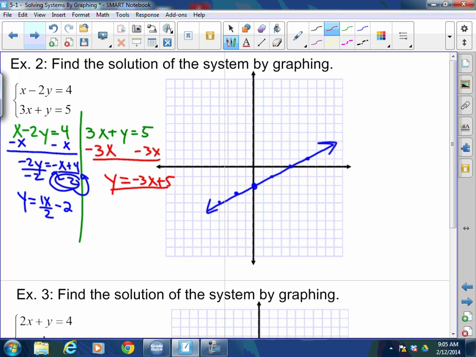Now my red one, y-intercept is 5, 1, 2, 3, 4, 5. So down 1, 2, 3 over 1. Boom.